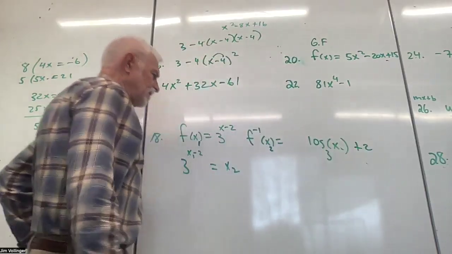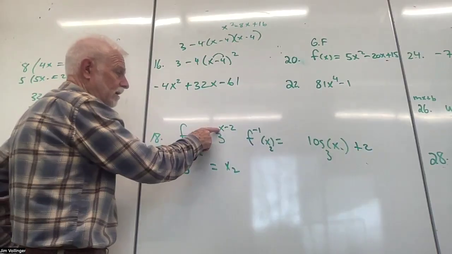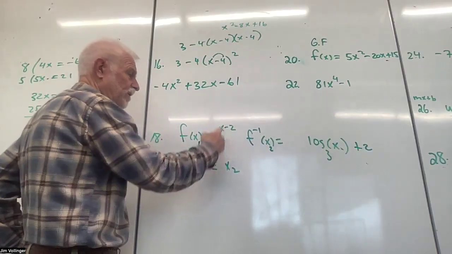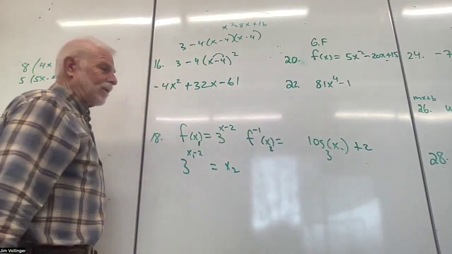And how do you check something like this? Well, let's get a number for x1. How about we plug a 3 in? 3 minus 2 is 1. 3 to the 1 is 3. If a 3 doesn't get me a 3 over here, I got a problem.